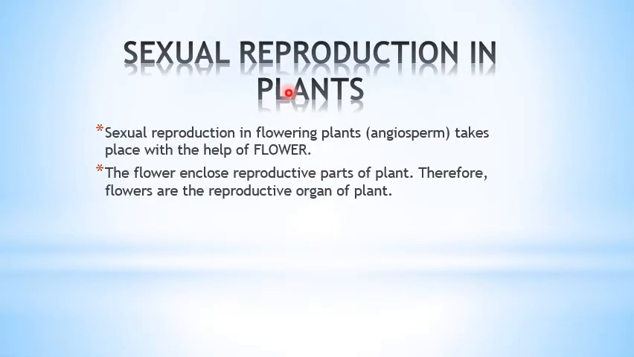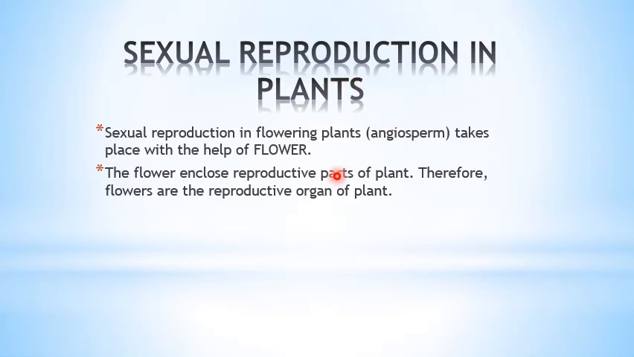So, very important, and today's topic is sexual reproduction in plants. We have discussed in our previous session that the plant is made up of roots, stems, leaves and flower. Roots, stems and leaves are known as the vegetative parts, and reproduction by roots, stems and leaves is known as vegetative reproduction. But when the reproduction takes place with the help of the flower, such type of reproduction in the flowering plant or the angiosperm is known as sexual reproduction.